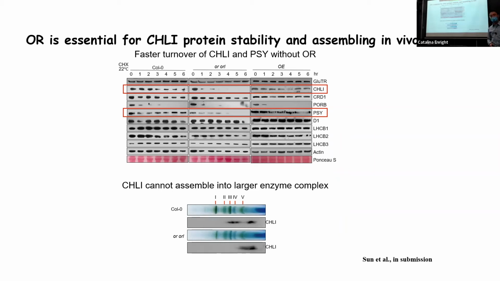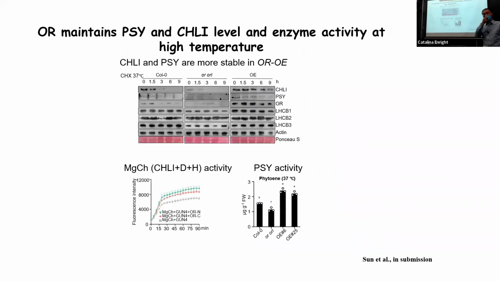Because magnesium chelatase is a multiple subunit enzyme, we checked whether CHLI assembly is also affected. Our results show that in the OR-like double mutant, CHLI cannot assemble into the larger enzyme complex. Since OR is a molecular chaperone, it can protect proteins from denaturing. So we checked using higher temperature, which may cause faster protein degradation. Previously, people reported that CHLI can be significantly affected by heat stress. When we do the heat stress treatment, we find that in the overexpression line, CHLI and PSY showed higher stability than wild type.